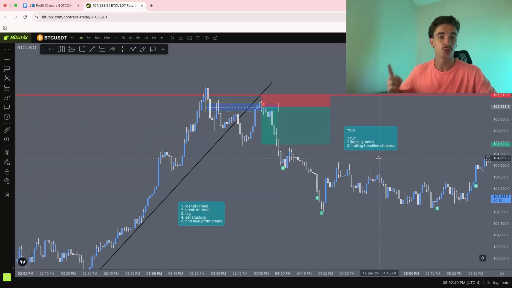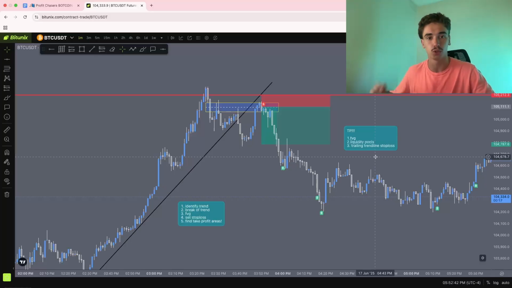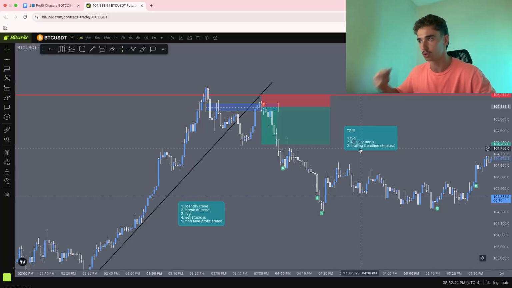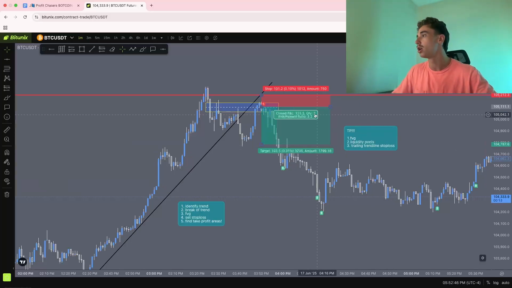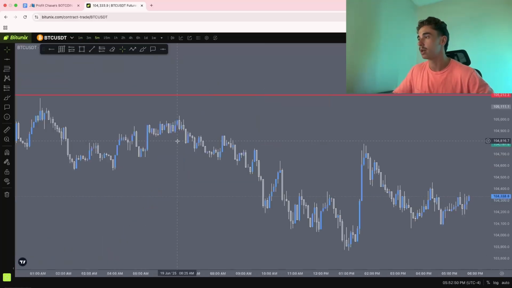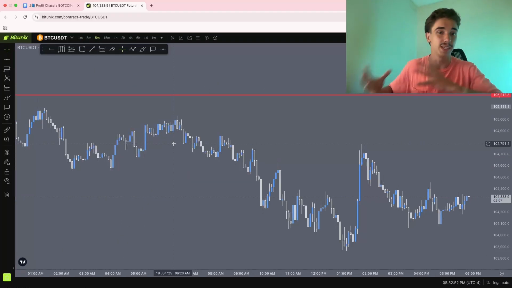So yes, we do use fair value gaps for our take profits. We do use liquidity pools, and we do use trailing trend line stop losses. So the first step is we want to go up to the 5 minute time frame, and we want to identify some of these targets.